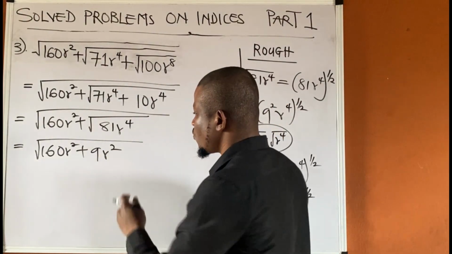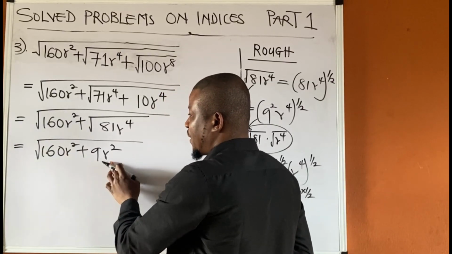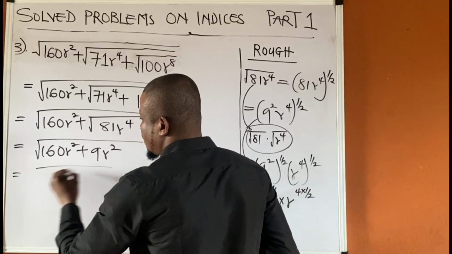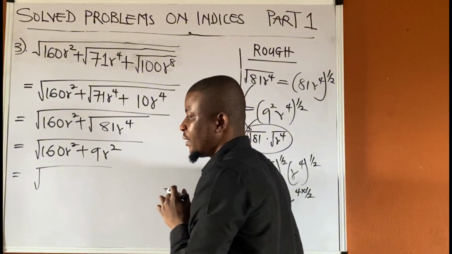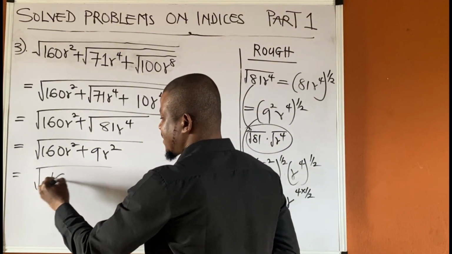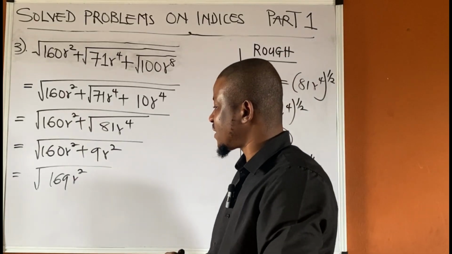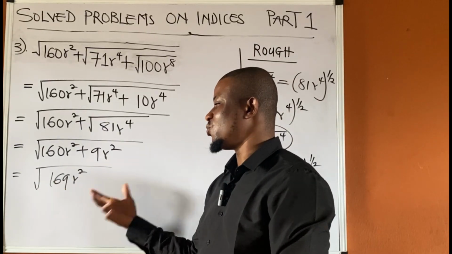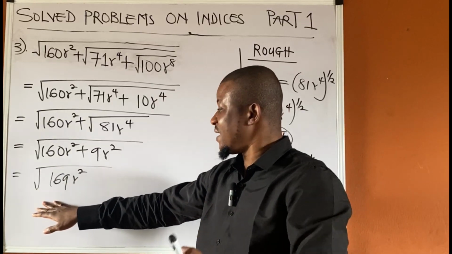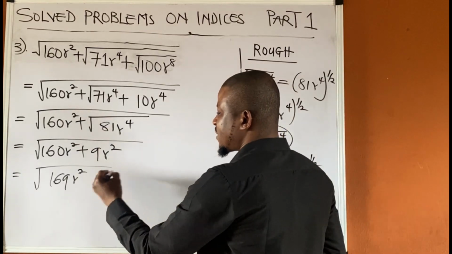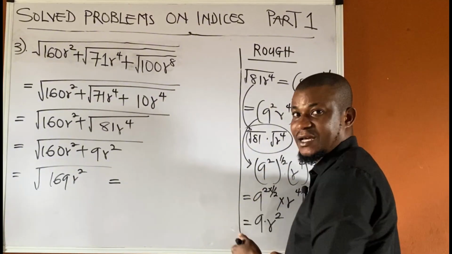Now the next step is to add up, because they are now like terms. This is r to power 2, r to power 2, like terms. So this gives us 160r squared plus 9r squared, which is 169r squared. So we can actually just say this is the root of 169 times the root of r squared and so on. But I also want to break this down to its index form. So let's simplify here and write the final answer here.